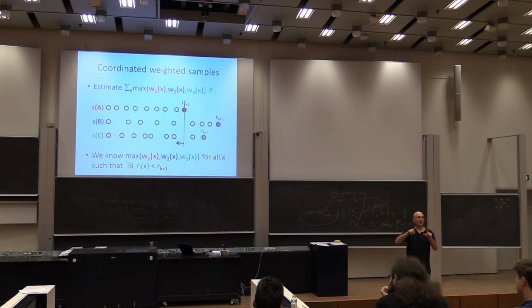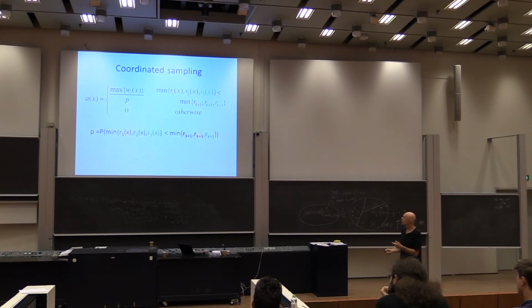And then I can use this item. I can give it a positive adjusted weight, which would allow me to use more items in my sample and would reduce the variance, right?